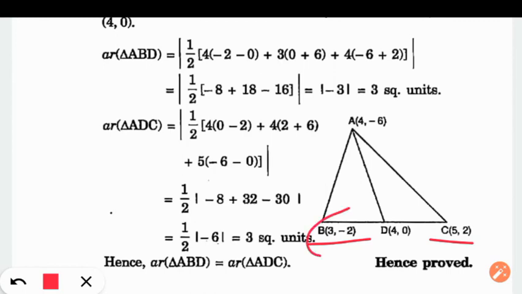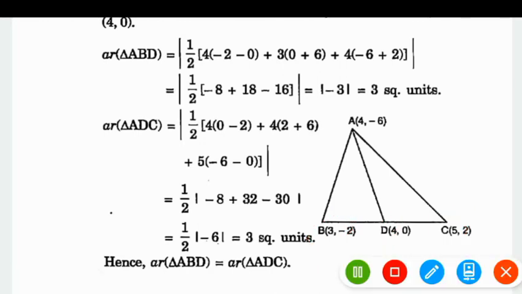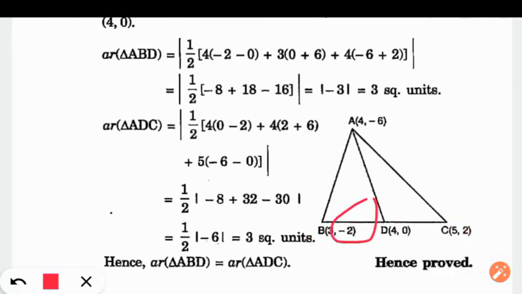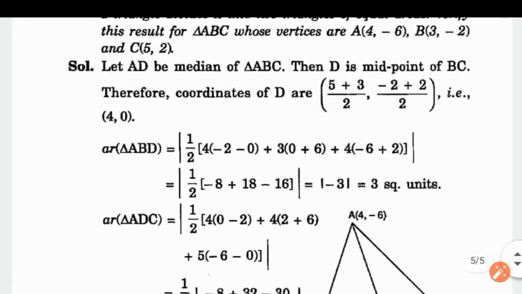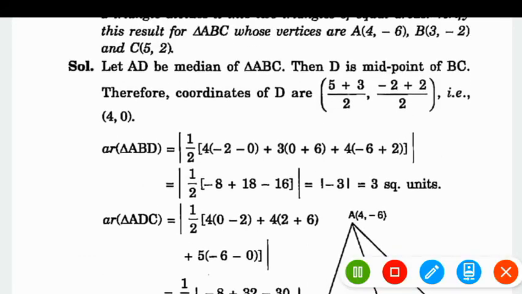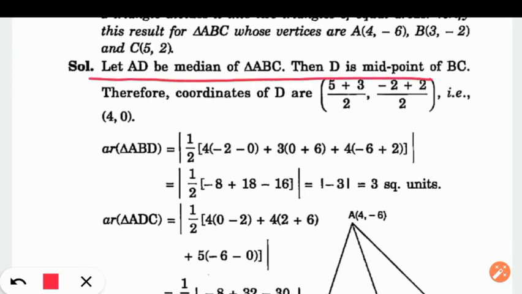So if we add 3 plus 5, what will we get? We will get 8 divided by 2, which is 4. And then, if we add the y values, minus 2 plus 2, what will we get? We will get 0, and 0 divided by 2 gives 0. That is why we have 0 here. So let AD be the median of triangle ABC, then D is the midpoint of BC. Therefore, this is the coordinate which I have already discussed.